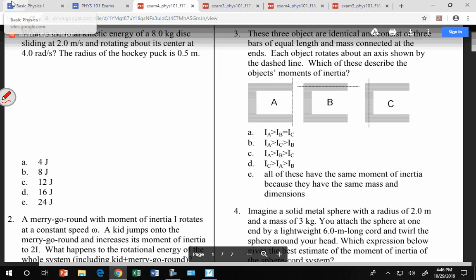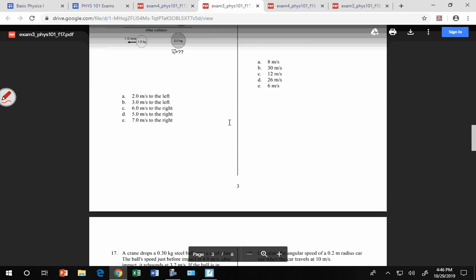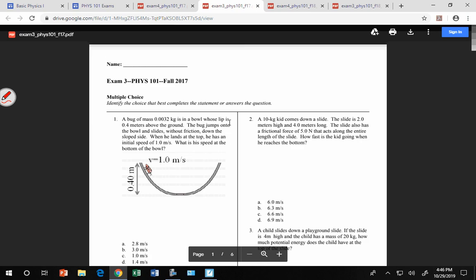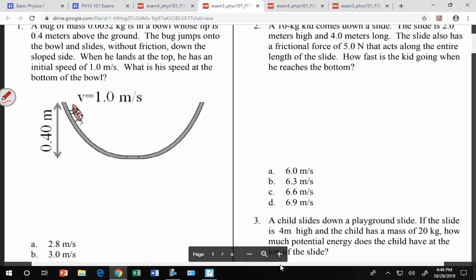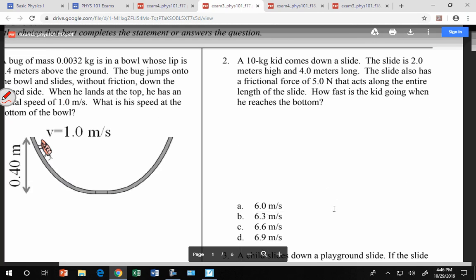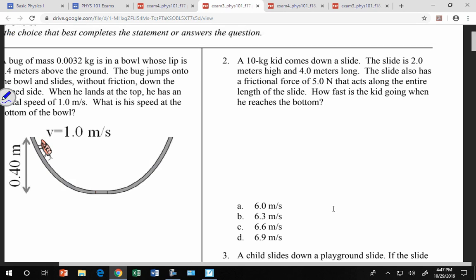There was one with a slide that had friction. This one, number 2. There are variations on this on a lot of exams. Let's look at this. This is Fall 17, Exam 3. A kid comes down a slide. The slide is 2 meters high and 4 meters long. What that means is that this is 2 meters and this distance is 4 meters. And it has a frictional force of 5 newtons that acts along the entire length of the slide. How fast is the kid when he reaches the bottom?